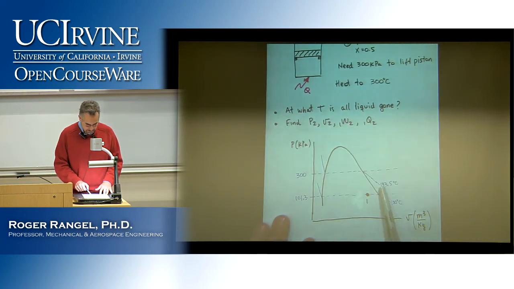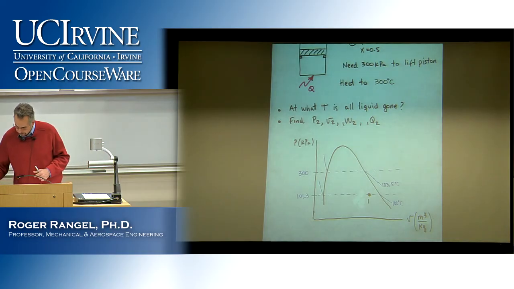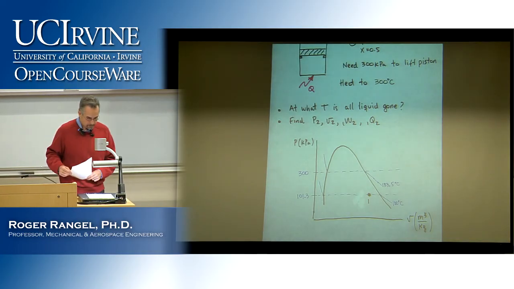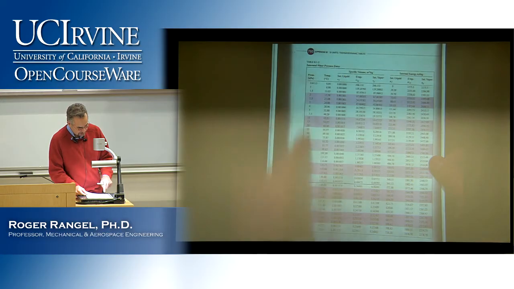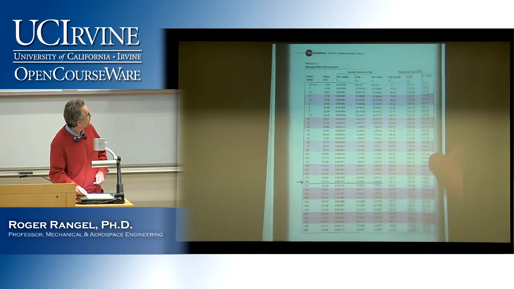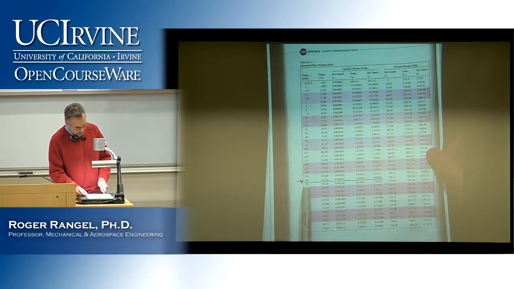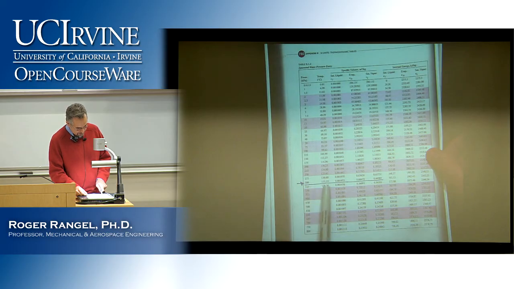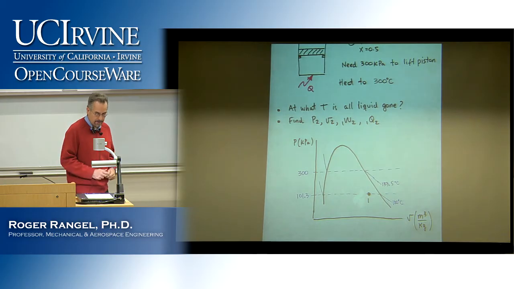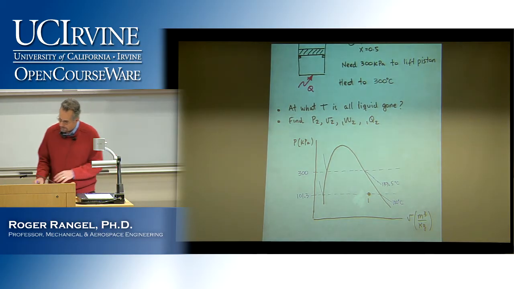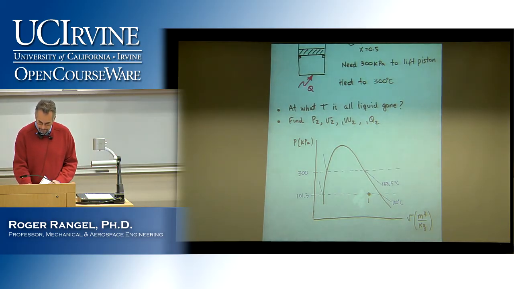And that temperature I read from the pressure table, so this is the pressure table. At 300 kilopascals, I marked it here, it is 133.5 Celsius. So that's the number that I put there. So that's what I have to begin with.